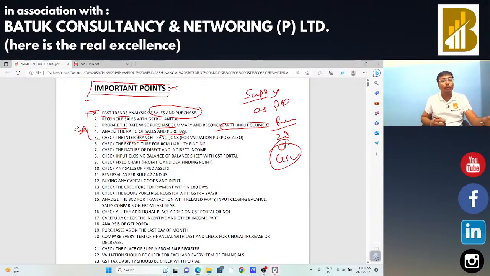So, I am going to take the next point, and that is check the expenditure for RCM liability. Sir, when you are going to check the financial statement, till now we had covered the points of your income side. Now you need to put more emphasis on your expenditure side also. When you are going to check the expenditure side, you need to check कहीं ऐसा तो नहीं है कि कोई expenditure on which RCM is liable, or the RCM is paid by that particular entity or not. For that purpose you need to have an idea of what type of activities, what type of services RCM is applicable on.